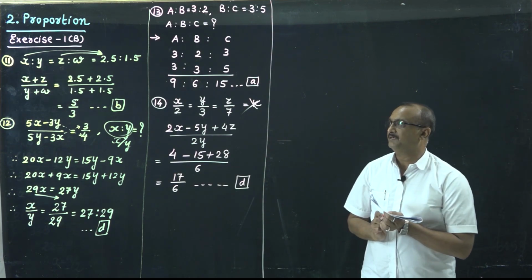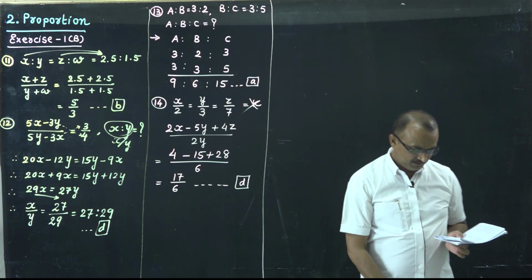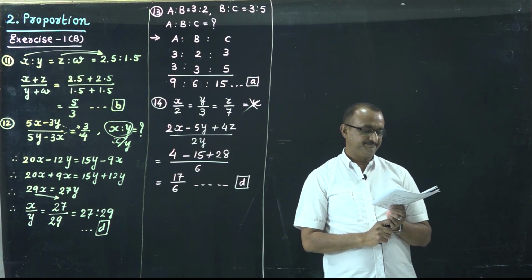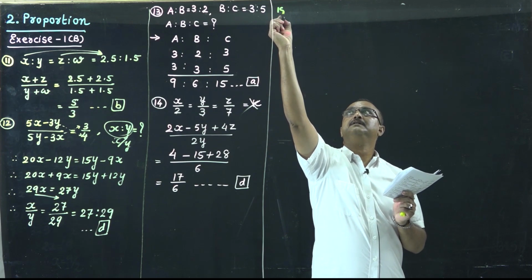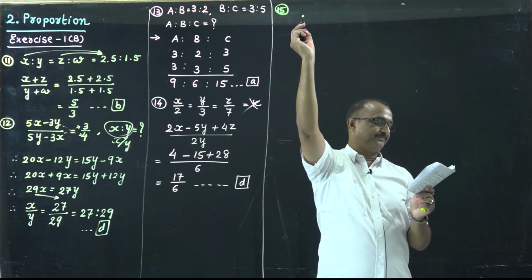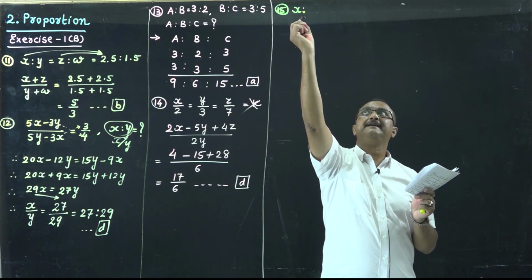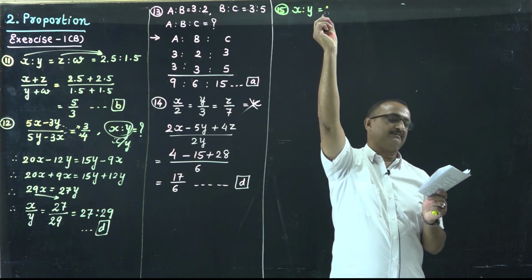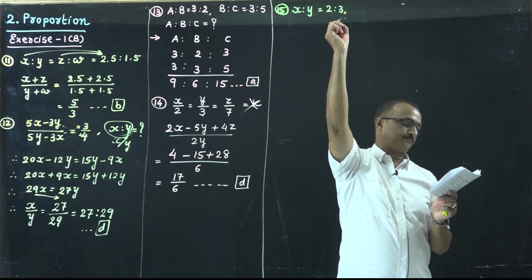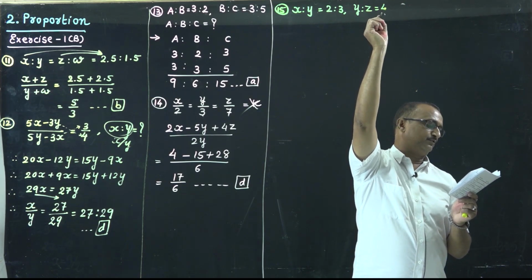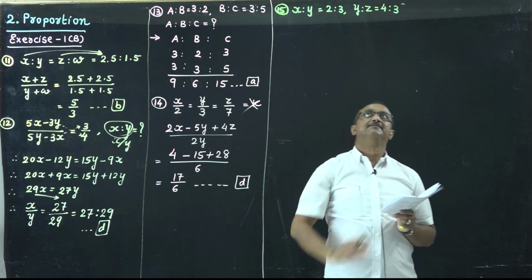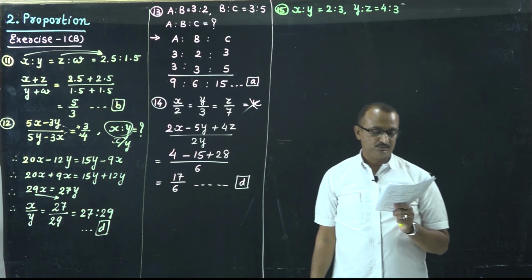Okay, now 15 number. Question number 15. Let's see, it is like 13. x is to y equal to 2:3. y is to z equal to 4:3. Find x is to y is to z.